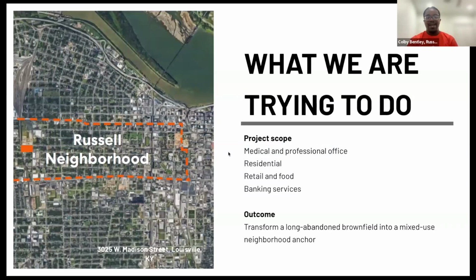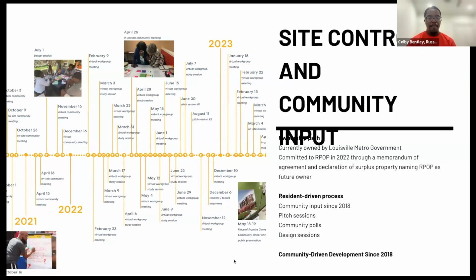So this project is located at 3025 West Madison Street in the Russell neighborhood. The goal is to transform a long-abandoned brownfield into a mixed-use neighborhood anchor. The site will include medical offices, housing, retail, food, and also financial services. This is about restoring access in one place: services, jobs, and opportunity. Next slide, please.